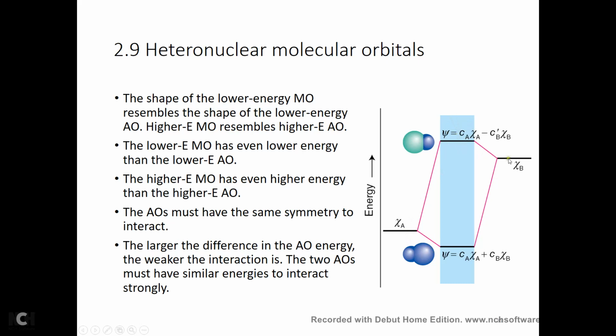So when do we have significant interactions? Well, first, A and B have the same symmetry along the molecular axis. And two, chi A and chi B have similar energy. And then we expect to see strong interaction.